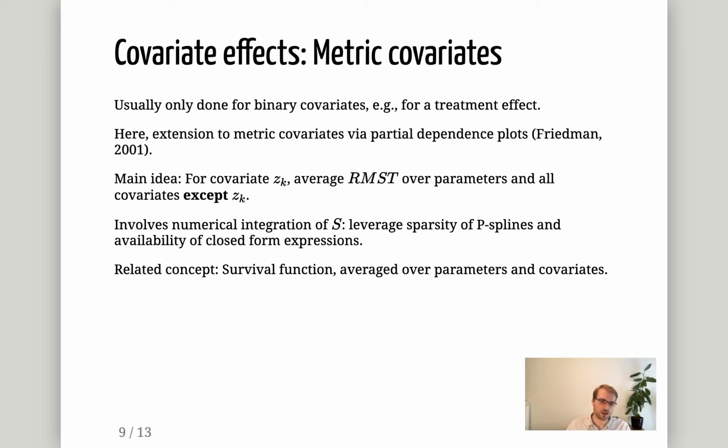This is done for a grid of values. It involves numerical integration, because we have to integrate the survival function. And this again can exploit the fact that the P-spline basis is sparse, so everything can be quickly computed. We also have closed form expressions available. A related concept we can use as well is the average survival function, where again we average over all parameters and covariates instead of conditioning on the parameters taking values such as 0.